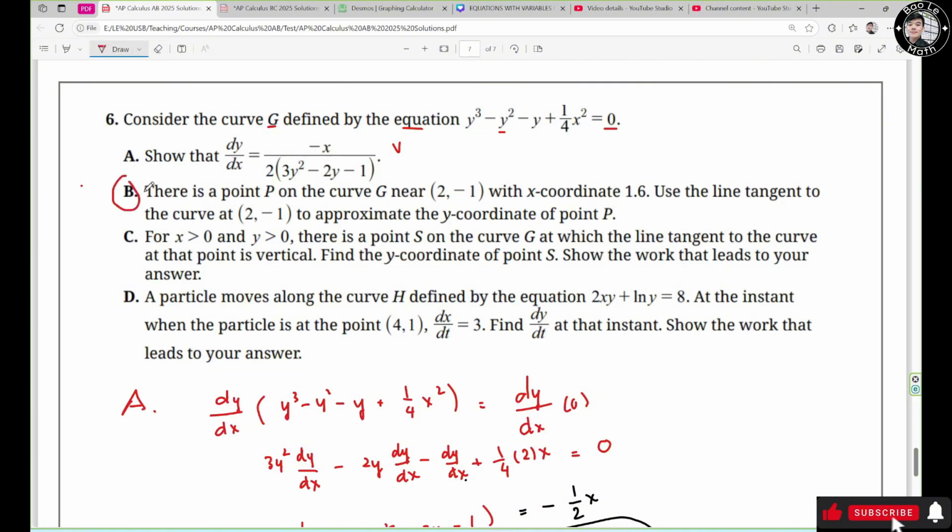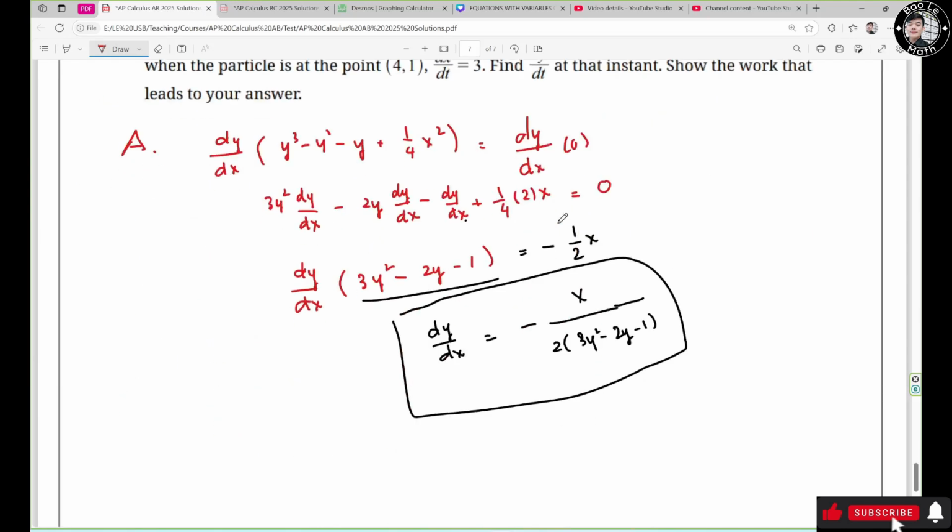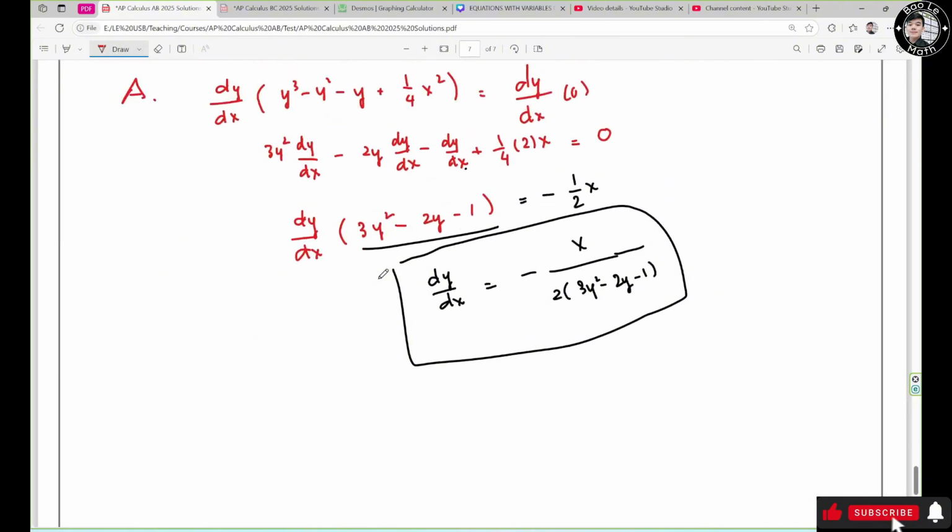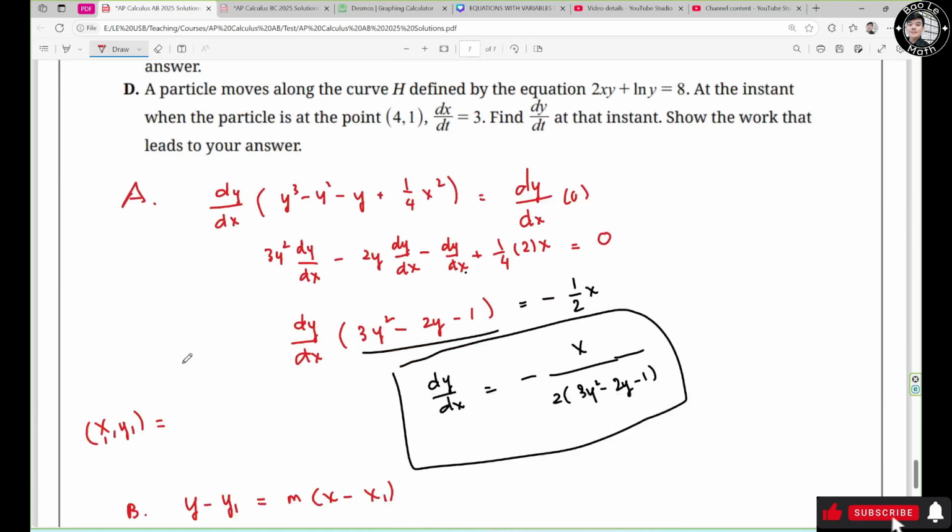Alright, and this one is the answer. Now let's move on to question B. There is a point P on the curve G near this one, with s coordinate equal to 1.6. Use the line tangent to the curve at this point to approximate the y coordinate of point P. Alright, so we're going to use the point-slope form formula to do this question, right? So we have y minus y1 equals m times (s minus s1). Now note that (s1, y1) is going to be this point right here, (2, negative 1), right?